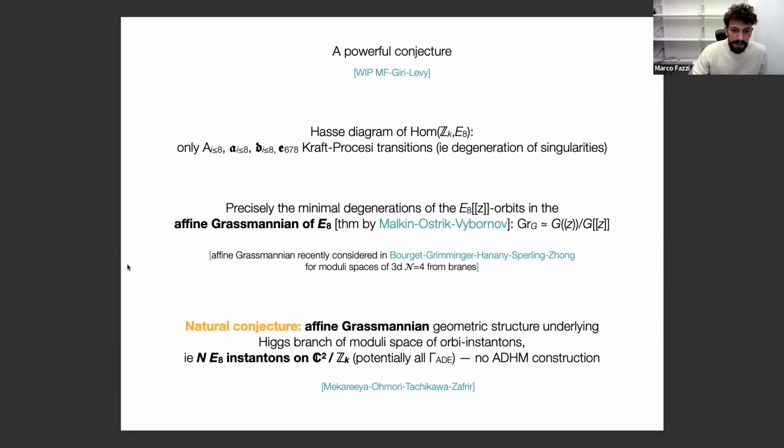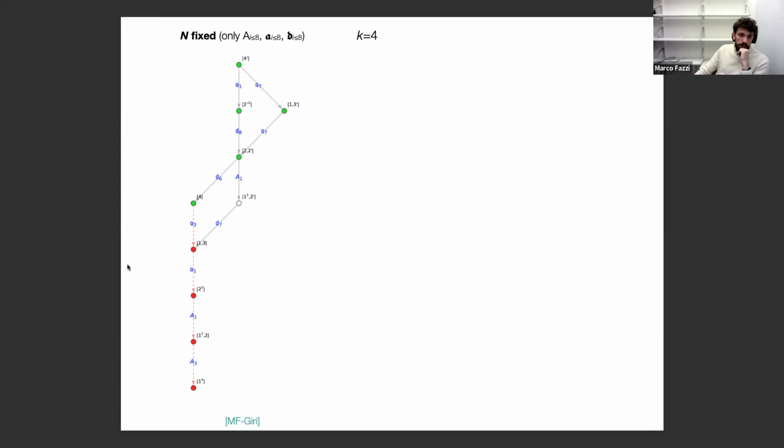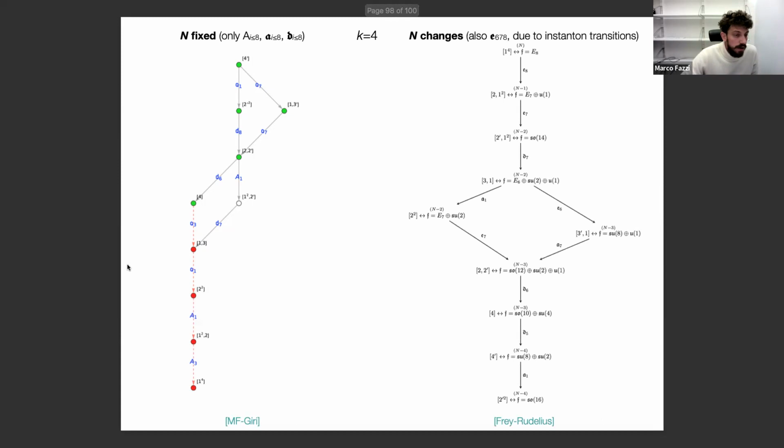So consider the case k equals 4. And this is what we would obtain. This is what we obtain with Subhendu. So at fixed n, what we have found is a very simple-looking Hasse diagram, where only big A, little a, little d appear. But now you go back to the paper by Hanany and Frey, and you see that also little e is allowed. And why is that the case?